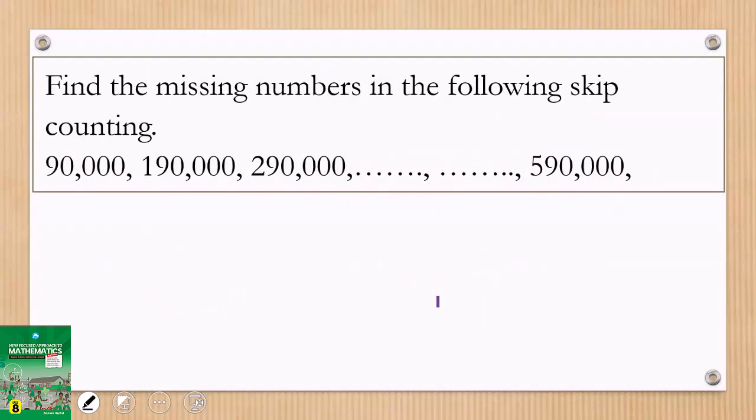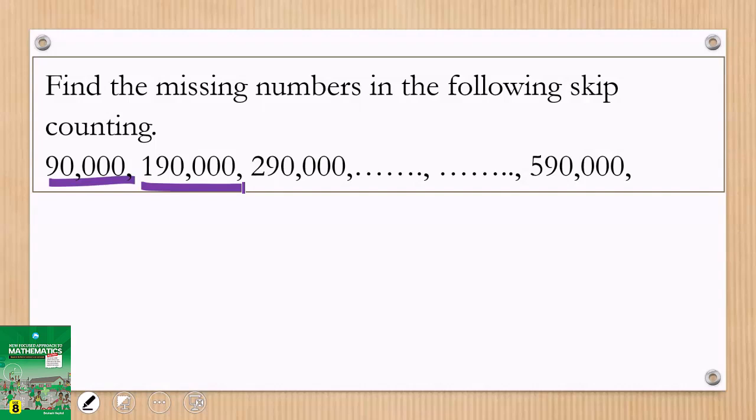Find the missing number in the following skip counting. And so you can see here we have 90,000 and we have 190,000. The difference between the first number and the second number is what you have to be smart enough to find. Between 90,000 and 190,000, the difference is going to be 100,000, right? So 100,000 plus 90,000 will give us 190,000.